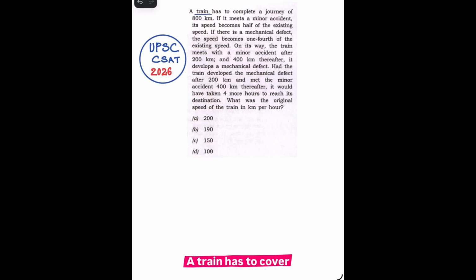A train has to cover 800 kilometers. If it meets with a minor accident, the speed becomes half of the existing speed. And if it develops a mechanical defect, its speed becomes 1/4 of the existing speed. So on its way, the train meets with a minor accident after 200 kilometers, and 400 kilometers later, it develops a mechanical defect. Had the train developed the mechanical defect after 200 kilometers and met with the minor accident 400 kilometers later, it would have taken 4 more hours to reach the destination.